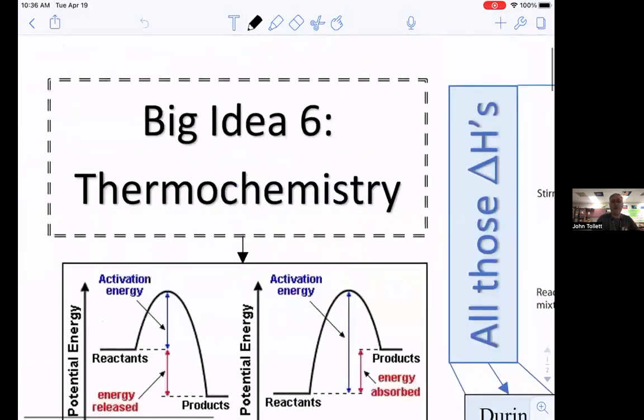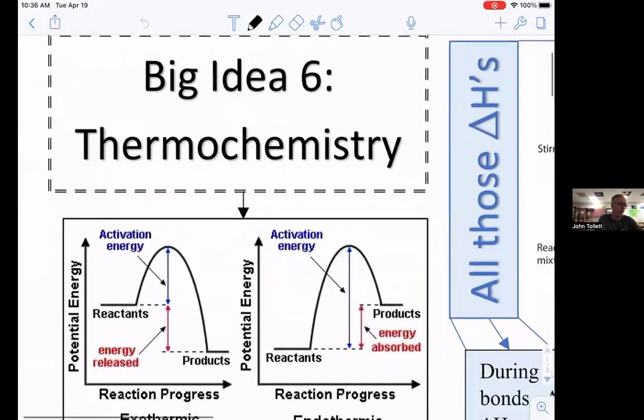My page has color. Sorry if yours doesn't. You're welcome to print one out with color, but mine's got color and yours doesn't. Sorry about that. So let's start over here on the left and we'll work our way down. Go through these kind of quickly here.